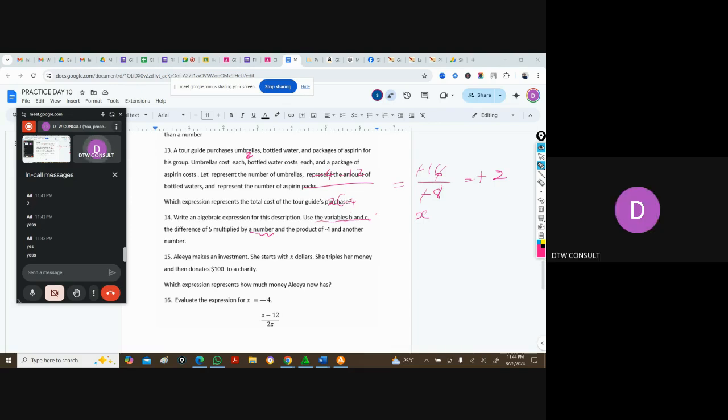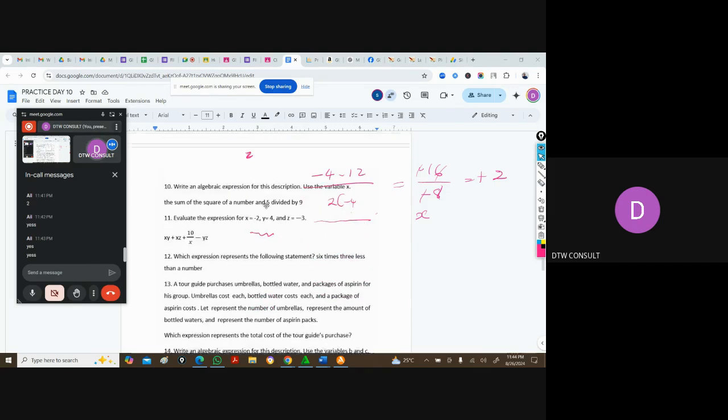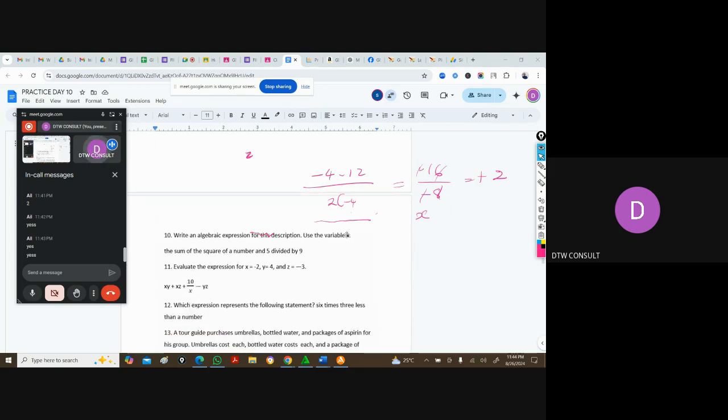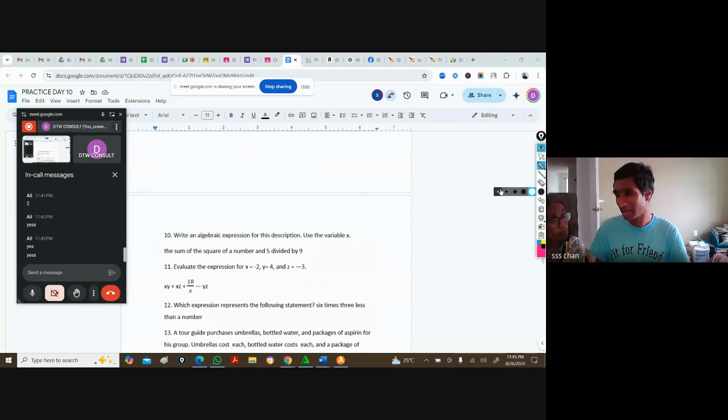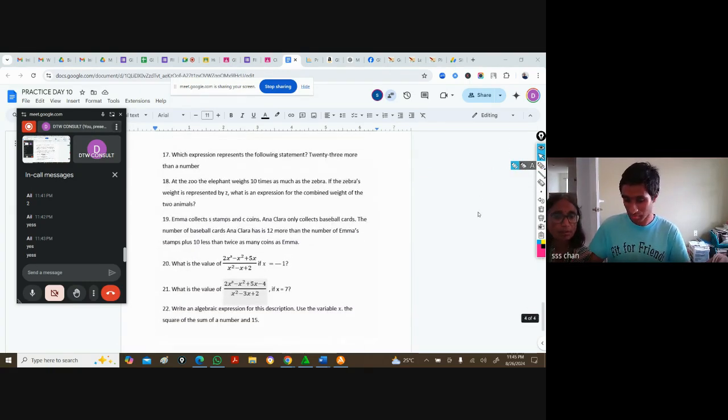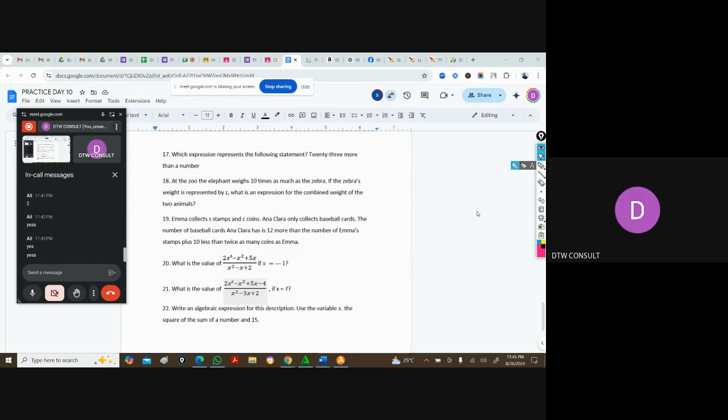Not just any letter. You pick the letter that you're given in the question. The question will tell you which letter to use. Let's go up a bit. You can look here. It says use the variable X. So wherever you see a number, you make that number X because it's unknown. Do you know what a number is? Well, you don't know what a number is. You put whatever variable they give. Okay. So now do number 17. Ali, I hope you get it, okay?